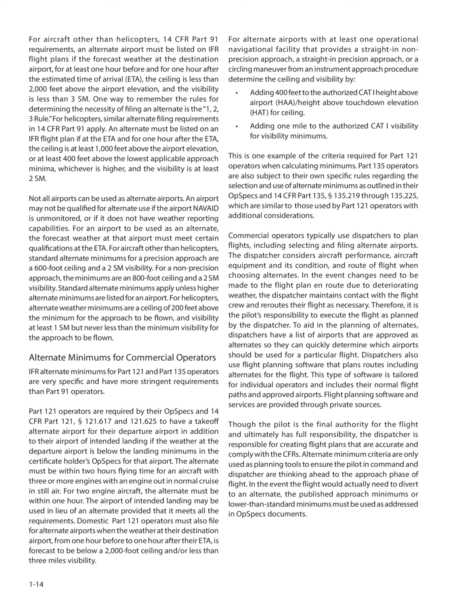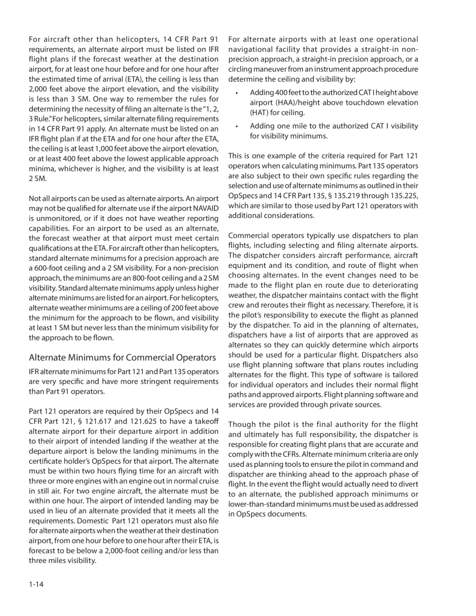To aid in the planning of alternates, dispatchers have a list of airports that are approved as alternates so they can quickly determine which airports should be used for a particular flight. Dispatchers also use flight planning software that plans routes including alternates for the flight. This type of software is tailored for individual operators and includes their normal flight paths and approved airports. Flight planning software and services are provided through private sources.